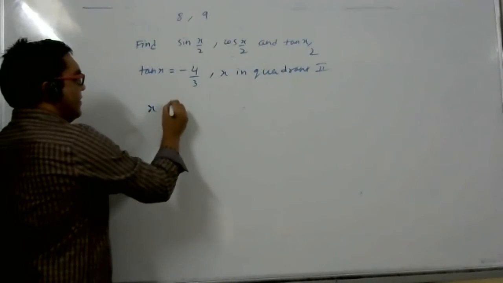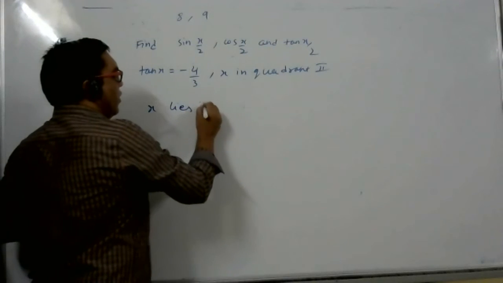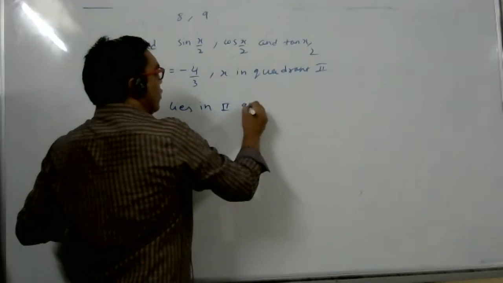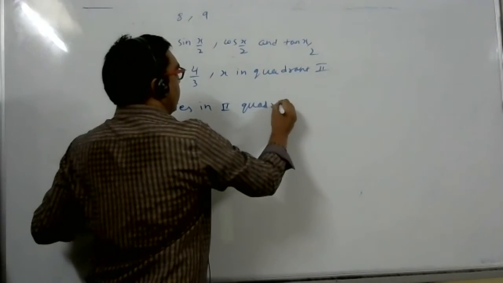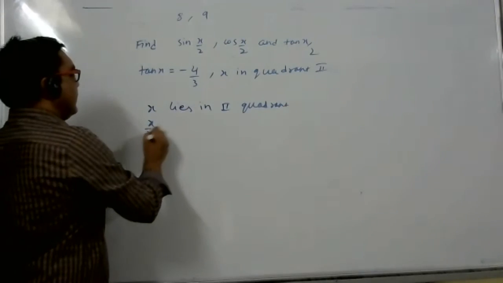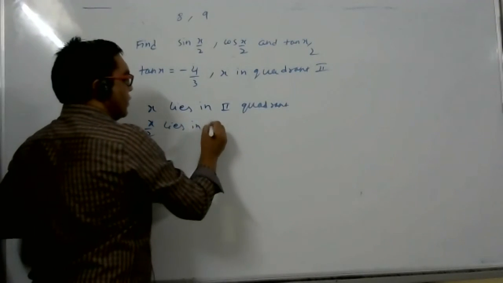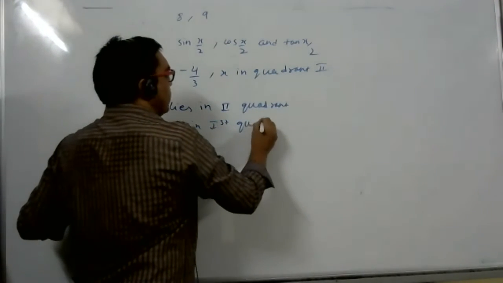So x lies in the second quadrant. What about x by 2? In which quadrant does x by 2 lie? That you have to tell me first. X by 2 lies in the first quadrant. This means, what is the conclusion? What is the use of this?